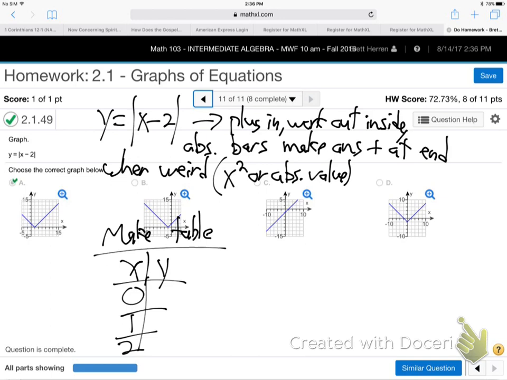Plug in 0, 1, and 2. Why those? Because it's just easy. You can put any numbers you want in, but those are just the easiest numbers I know. Put in 0, 1, and 2. Where do you put them in? To the original equation.